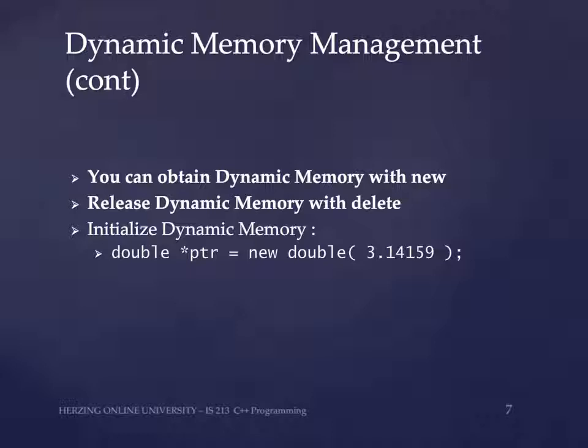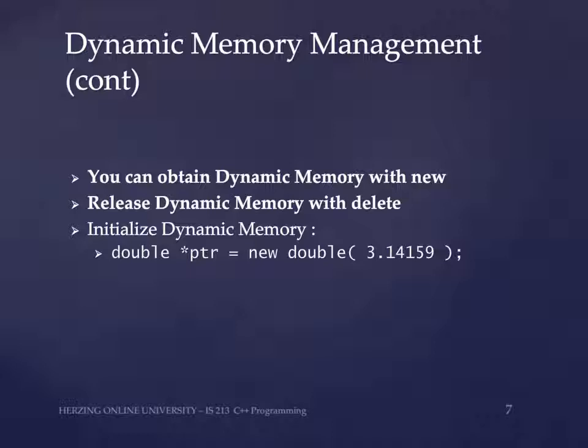Releasing dynamic memory with delete. To destroy a dynamically allocated object, use the delete operator as follows: delete ptr, where ptr is a pointer to the object. This statement first calls a destructor for the object to which ptr points, then deallocates the memory associated with the object, returning the memory to the free store.